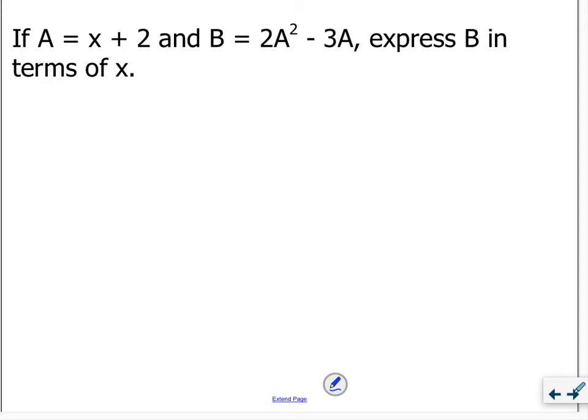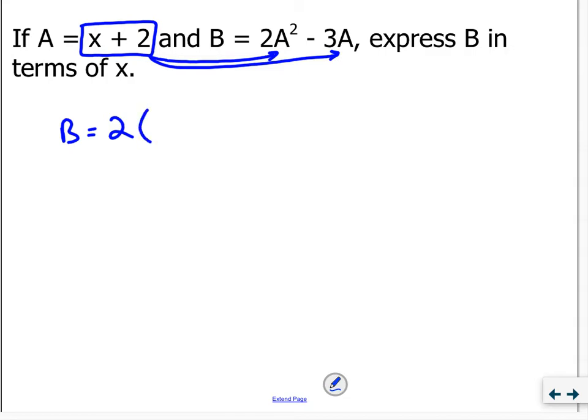So this says that A represents the binomial x plus 2, and B represents the binomial 2a squared minus 3a. And we want to express B in terms of x. So that means I got to do like a substitution. I'm going to take x plus 2, and I'm going to stick it in for the a. So now my b value is going to equal 2, not a, but x plus 2 squared minus 3 times x plus 2.